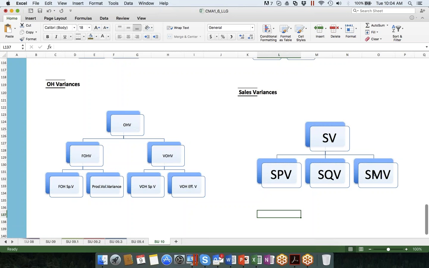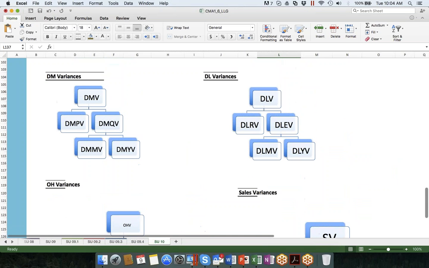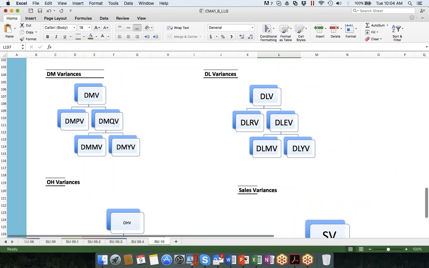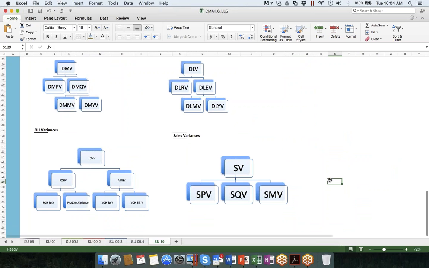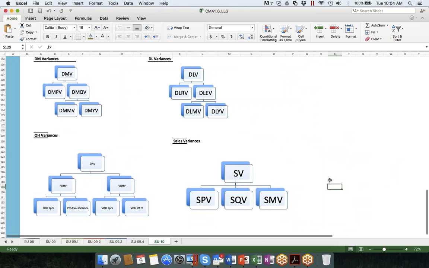So 3 here, 4 here, 7 plus 4, 11 plus 4, 15. So a total of 15 variances we are going to discuss here. These 15 variances will comprise our entire syllabus.